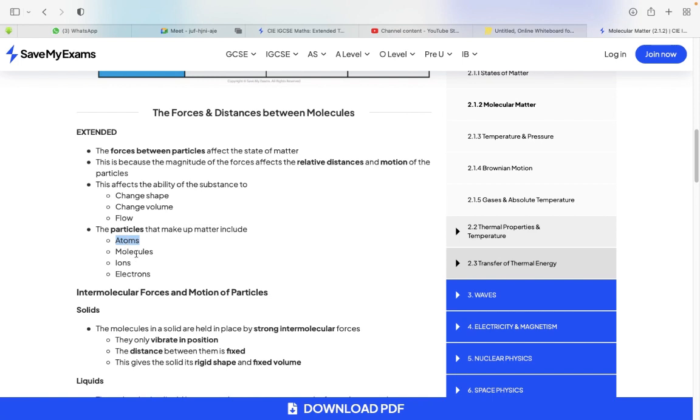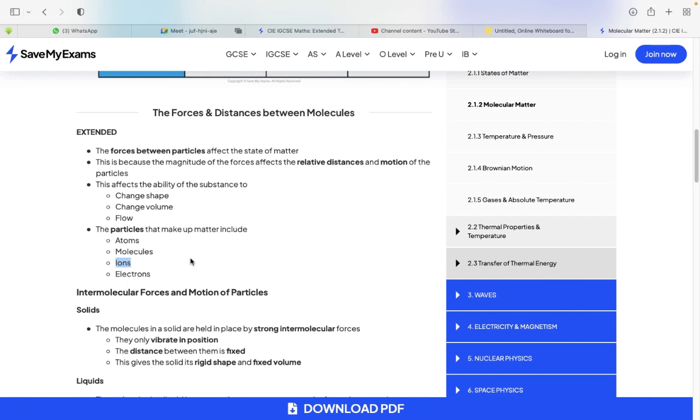A group of atoms are called molecules. Atoms that have lost electrons or gained electrons are called ions. Those electrons begin to move about, bump around like freelancers.